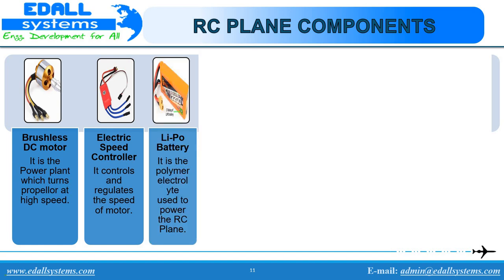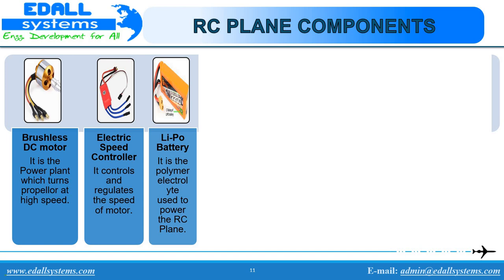LiPo batteries. Batteries have several different characteristics. LiPo, lithium polymer batteries, are standard for the RC hobby. The first thing to talk about is the battery's voltage. While the battery's exact voltage may not be printed on the battery itself, it will tell how many cells the battery has. LiPo batteries are made up of cells. Each cell is 3.7 volts.